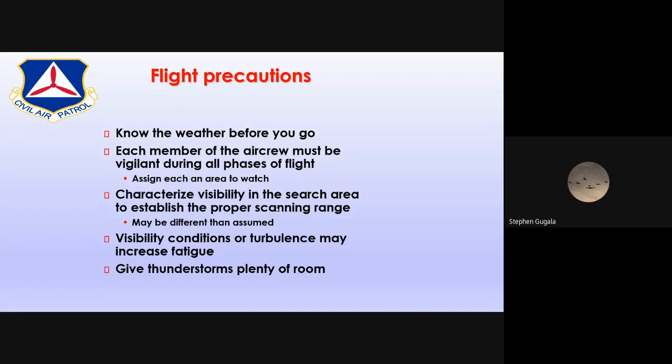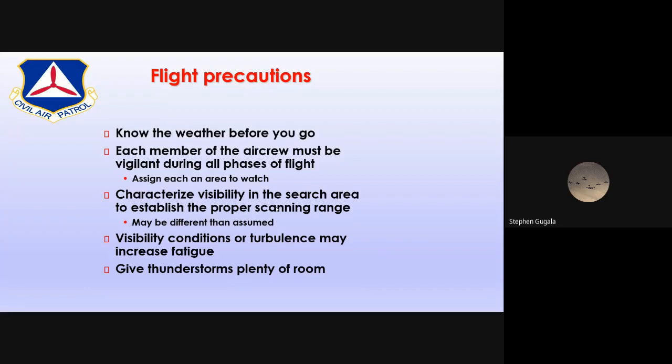Each member of the air crew needs to take a role in keeping the aircraft safe by being vigilant during all phases of flight, especially the critical ones if reduced visibility is at play. Know what visibility you're getting into, especially in the search area, so that you can establish how you're going to be effective in your job. It may be different than assumed.